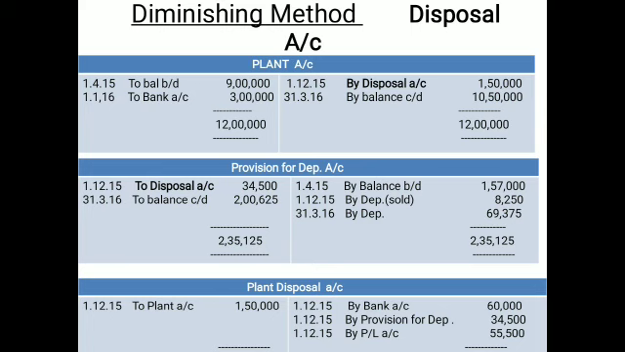The first is from the plant: the value of sold machinery is to be shifted to disposal with the amount of 1,50,000. So that's why it is coming to the debit side of the plant account with the amount of 1,50,000. But the second is that the provision for depreciation is to be shifted from the provision to the disposal. Like you may see here 34,500 is shifted. So it means out of the plant the cost is shifting, and from the provision the total value till the date of sale is shifted to the disposal.